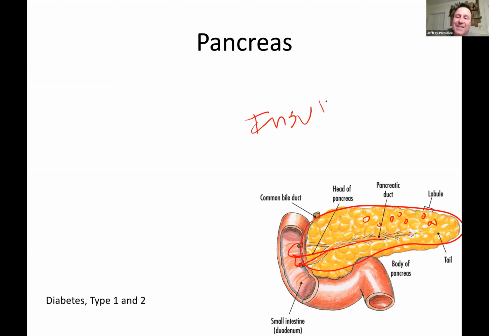Insulin and glucagon. And insulin is going to lower your blood sugar. Glucagon will raise it. So these things keep your blood sugar nice and stable. Between meals, glucagon is released. After a big meal, insulin is released, if all's working well.